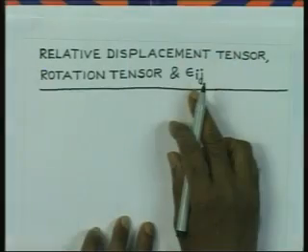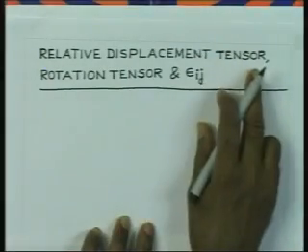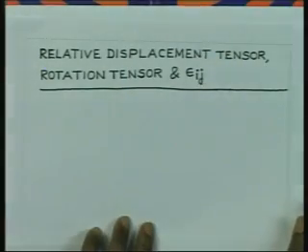We would like to consider in this lecture the relative displacement tensor, rotation tensor and strain tensor. We have already seen earlier how the strain tensor is defined. We would like to look a little more into the definition and show that the strain tensor is related to the relative displacement tensor and rotation tensor.